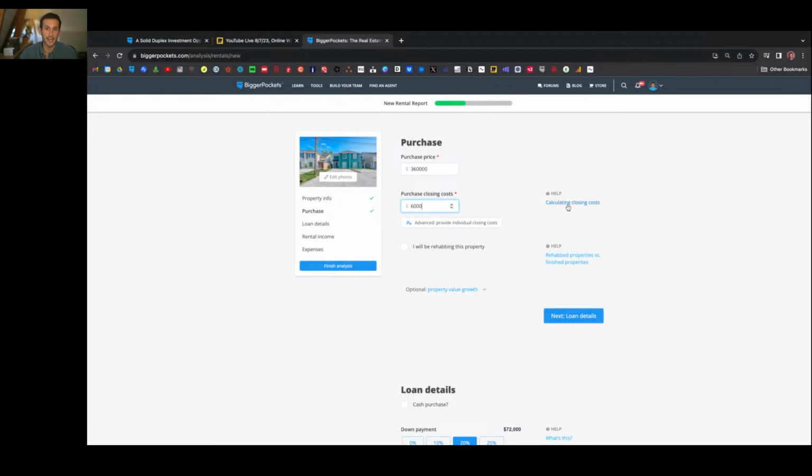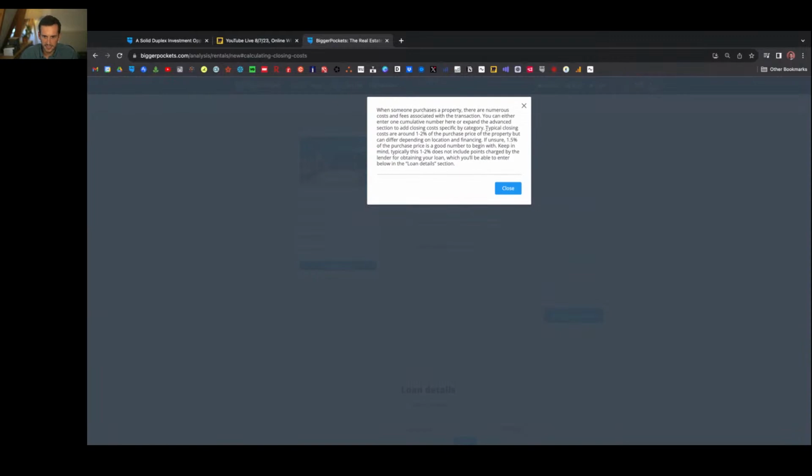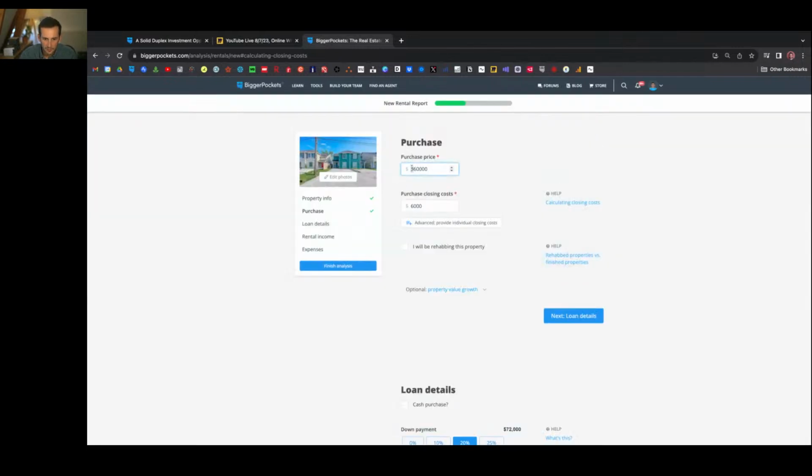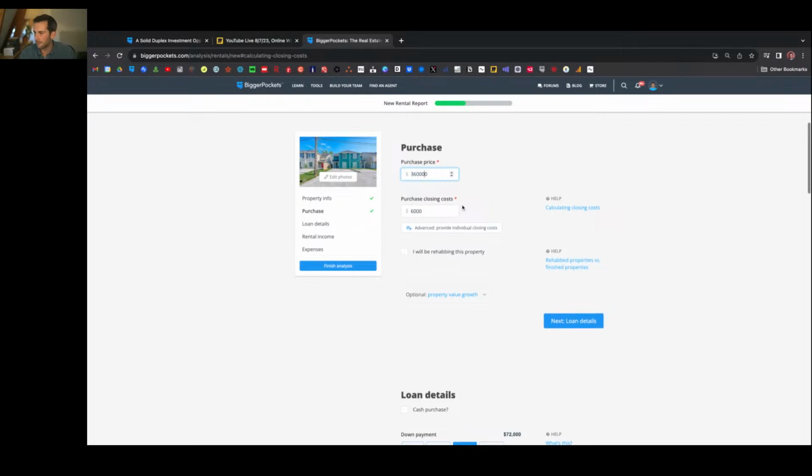The way I know that is I've bought a lot of real estate, so I have a good idea. But if you are doing this deal analysis yourself and you don't know what purchase closing costs or really anything else in the calculator are, just click on these help buttons over here. It shows, for example, typical closing costs are around 1 to 2% of purchase price. If unsure, 1.5%. So 1.5% of 360,000 would be 5,400. I'm going to estimate up. Let's just say it's 6,000.